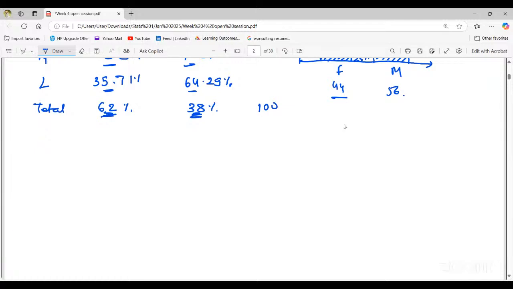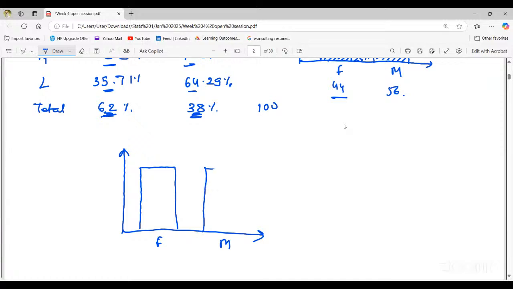But in a 100% stack bar chart, we don't consider the count. We are just dividing it into two segments. I'm having two categories, female and male. So the height of the bars would be the same for both categories because we are not considering the count. Now in this only we are dividing it. So this is like 23% and this is 25%, not owning a smartphone.